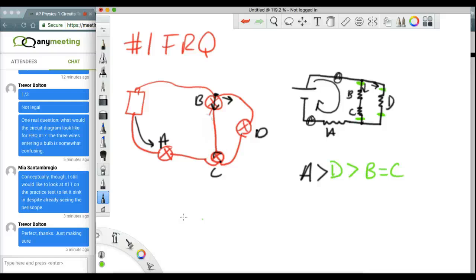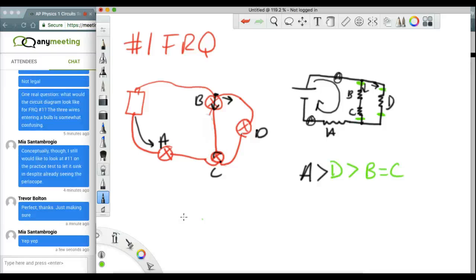Is this the one about the identical light bulbs that can be attached to identical ideal batteries in 3 different ways, as shown in the figure? The ranking from lowest to brightest, the total power produced by the battery is?